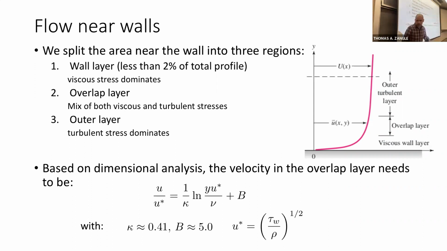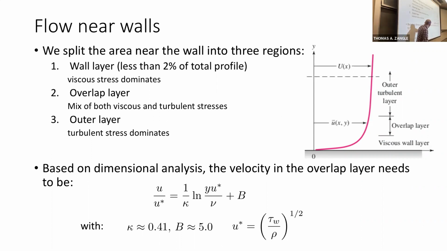In studying this flow, it's been found that using a dimensional analysis, we can figure out what the velocity in the overlap layer needs to be. This is based on experimental measurements of what's happening in the viscous layer, experimental measurements of what's happening in the outer turbulent layer, and then we'll see experimental measurements of this whole velocity profile. That led to a dimensional analysis, which led to this expression here. And this is telling us what the velocity in the overlap layer looks like.